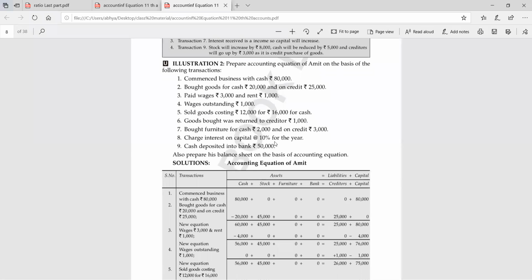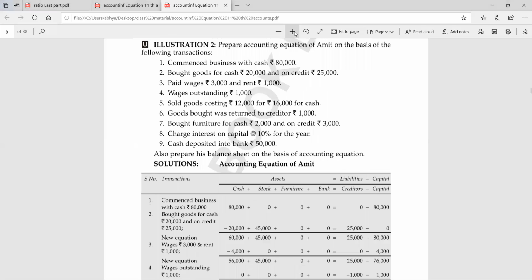Okay, so this is the question: prepare accounting equation of Amit on the basis of the following transactions. I told you earlier also that whenever we are starting a business, it is always started with the help of cash and capital, but sometimes some assets may be brought in, which we will do in the next question. So the first transaction is: commenced business with cash.